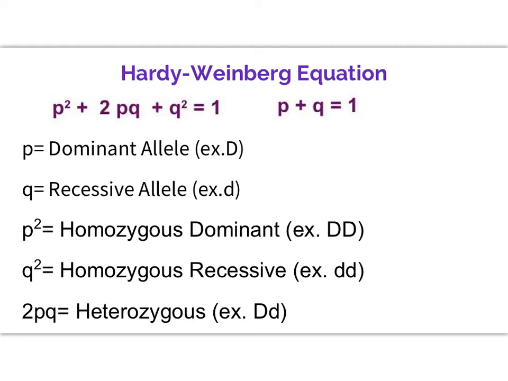So p is the dominant allele. For us, when we're talking about Activity 12, we could see this as a capital D. q is the recessive allele, which when we're talking about Activity 12 would be the lowercase d. p squared is our homozygous dominant, meaning capital D, capital D for Activity 12. q squared would be homozygous recessive, so 2 lowercase d's, which would also result in a light-colored mouse. And then lastly, 2pq is our heterozygous, so again, for Activity 12, we could view this as capital D, lowercase d.